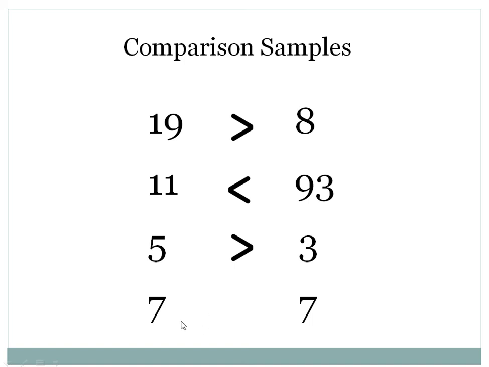Now we have 7 and 7. What do you think would go here? If you said equal, you'd be right. Now, we don't have anything to compare for the not equal to, but let's see. The first, second, and third comparisons, they would qualify as not equal. So we really didn't have to put that in because it's kind of there.